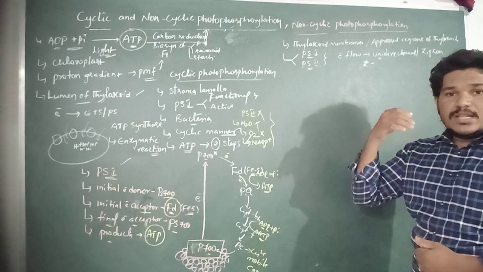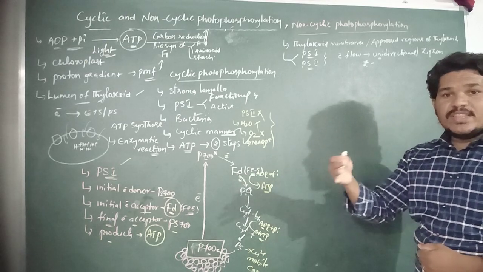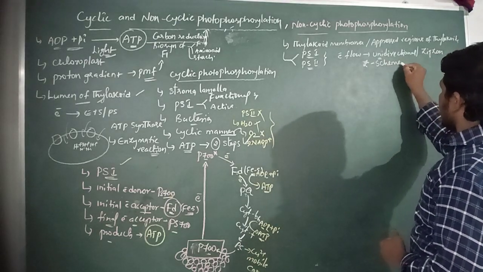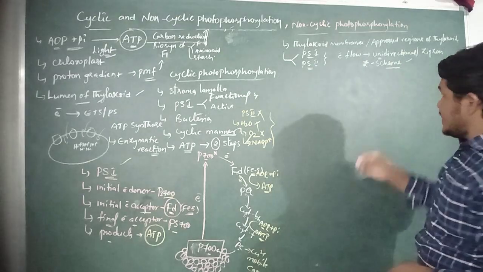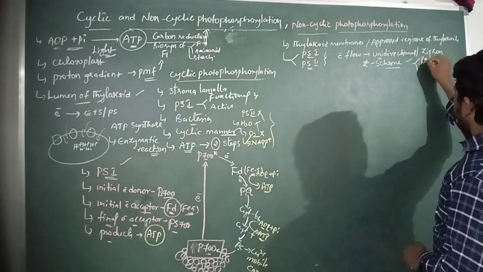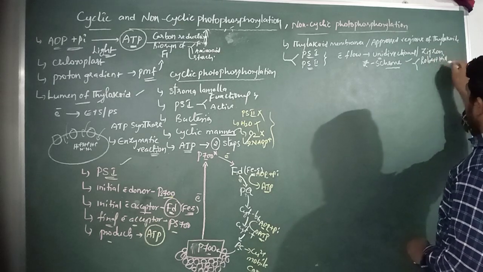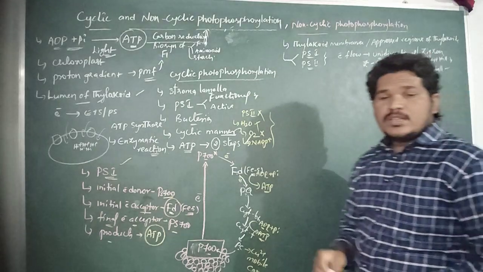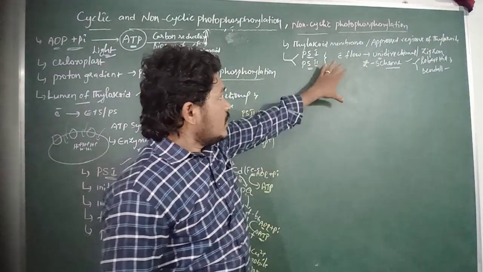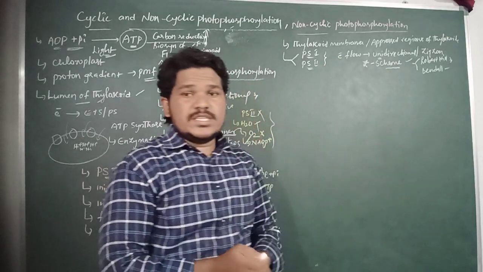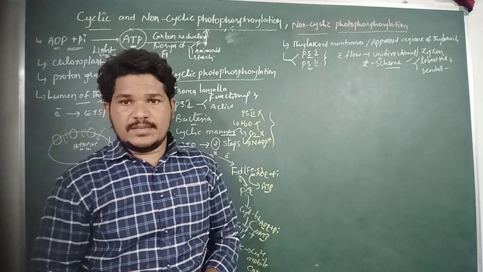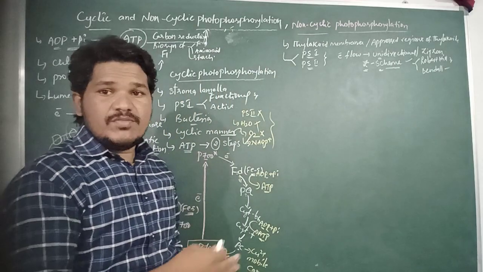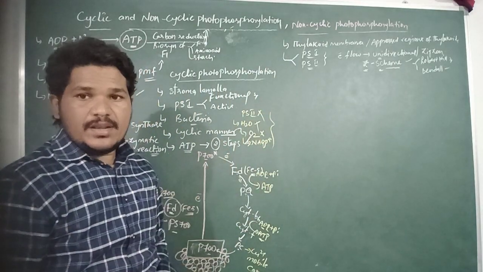The scientists Robert Hill and Bendall gave the name Z scheme to the non-cyclic photophosphorylation, because the flow of electrons is unidirectional and zigzag, so it appears as a Z shape.